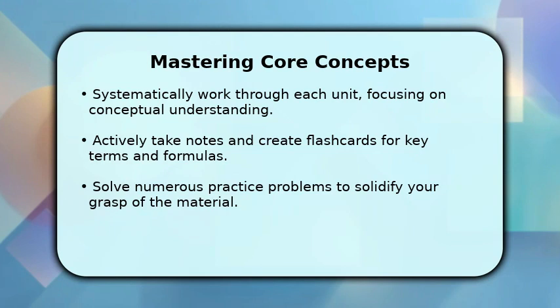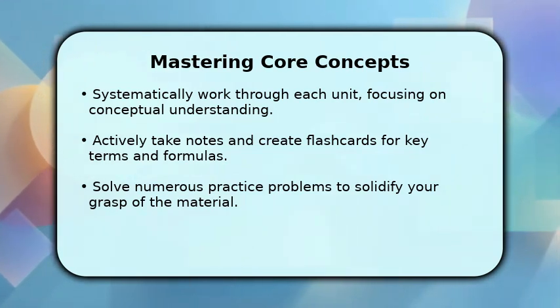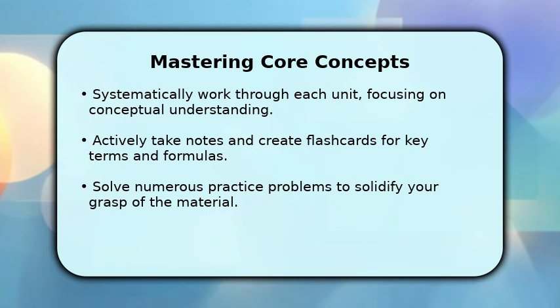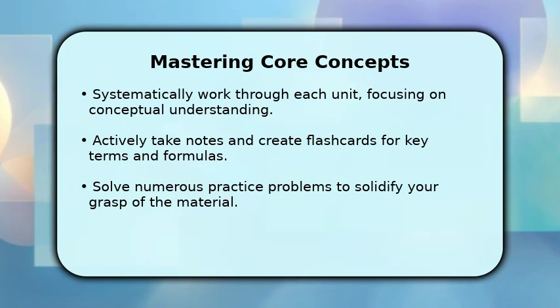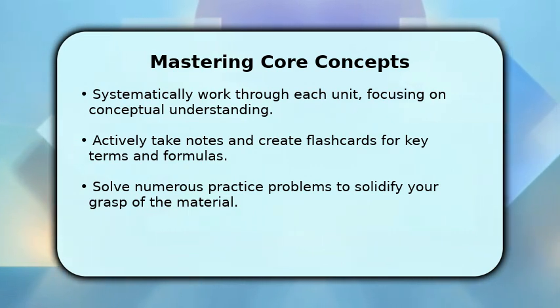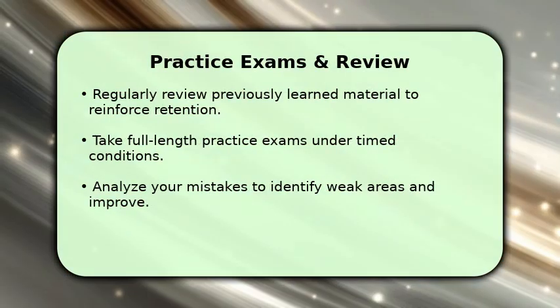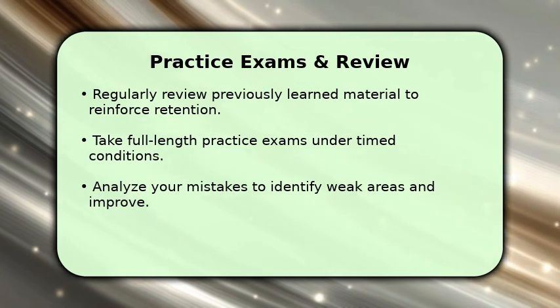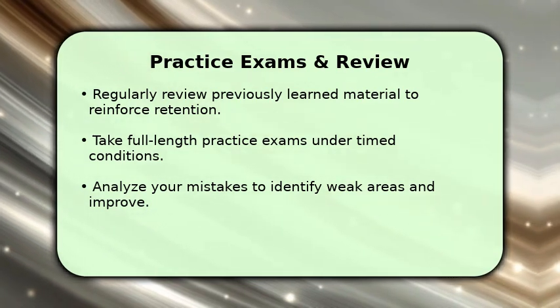Once you have your plan, dive into the content. Systematically work through each of the 9 units, prioritizing a deep conceptual understanding over rote memorization. Actively take detailed notes and create flashcards for important terms, definitions, and chemical formulas. Solving a wide variety of practice problems from your textbook and online resources is crucial. Aim to complete at least 50 to 75 problems per unit to ensure mastery. Consistent practice is key to success. Regularly review all previously learned material to reinforce your retention and connect different concepts.